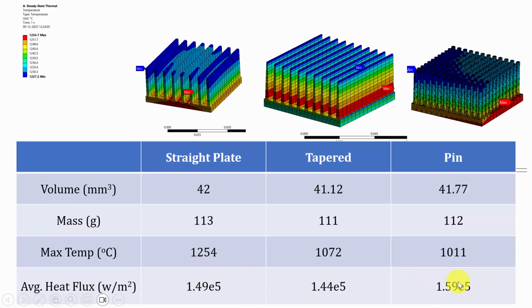Comparing these two parameters, the pin fin configuration gives us good heat transfer with a 1.59 e power 5 heat flux and the lowest maximum temperature of 1011. So this will definitely keep the electrical device cool. Comparing these three, the pin fin is the effective configuration.